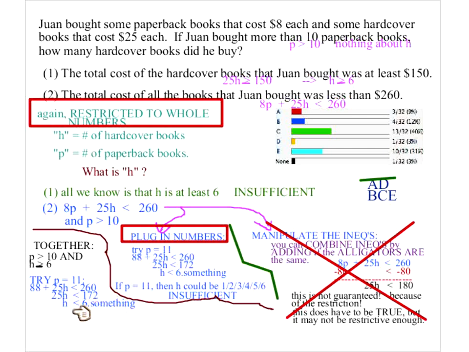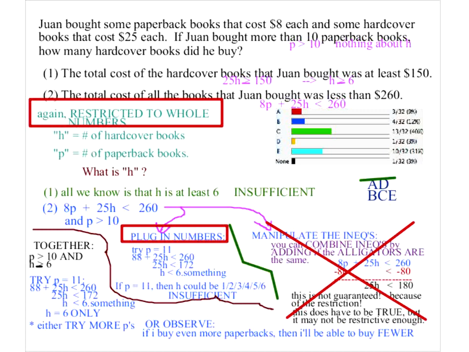if H is less than 6 point something. So that means in this case, H is 6 only. Now there's two things we can do here. You can either try more P's or observe that if I buy even more paperbacks, then I'll be able to buy fewer hardbacks.